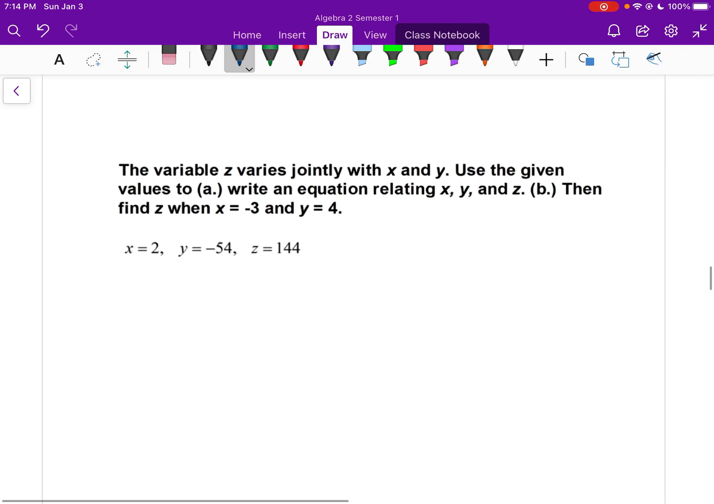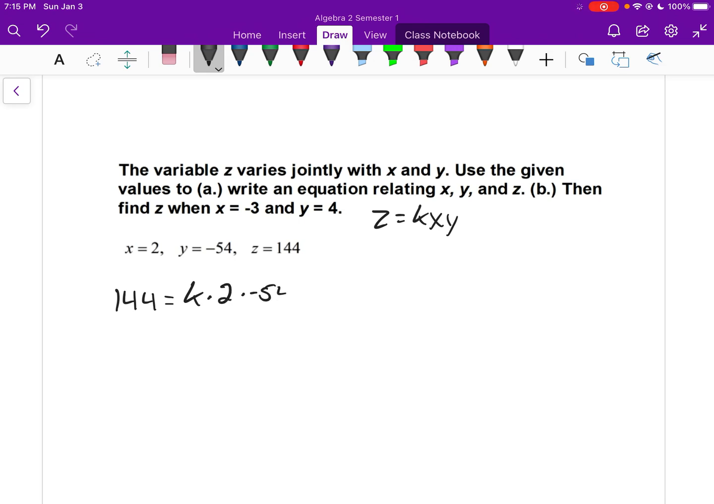Okay, another one. Variable z varies jointly with x and y. So again, z is equal to kxy. Let's go ahead and plug that in. We get 144 is equal to k times 2 times -54, or 144 is equal to -108k. Divided by that -108.